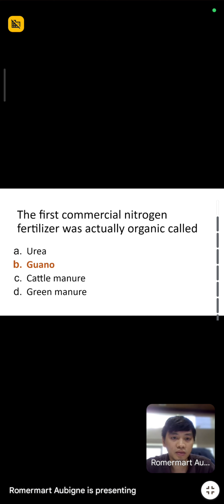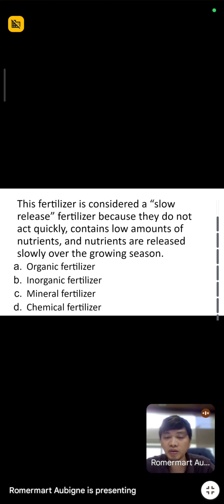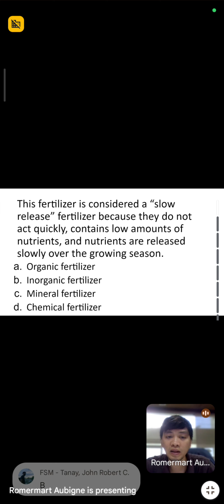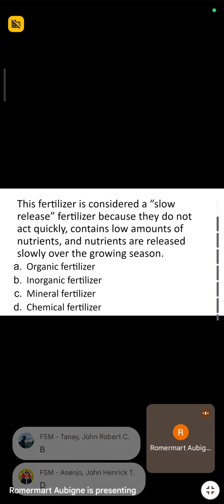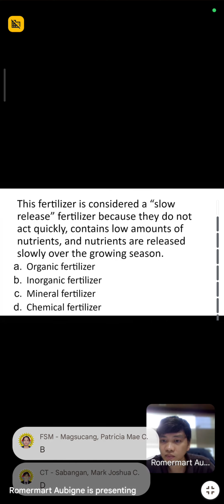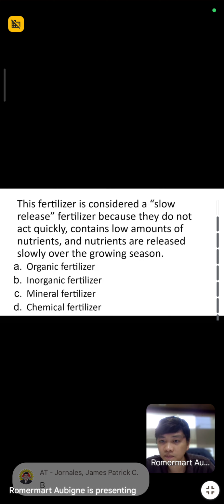Next, this fertilizer is considered a slow-release fertilizer because they do not act quickly, contain slow amount of nutrients, and nutrients is released slowly over the growing season. A, organic fertilizer. B, inorganic fertilizer. C, mineral fertilizer. D, chemical fertilizer. Magkakaiba din ng sagot ah.